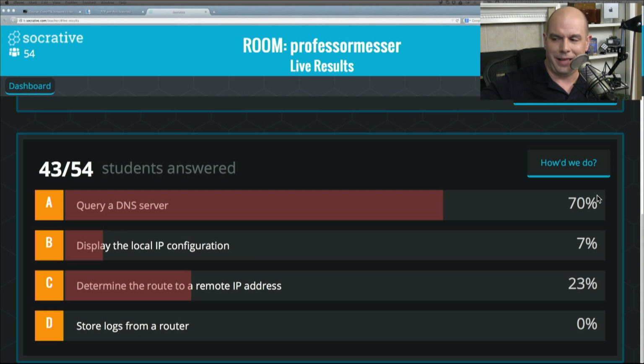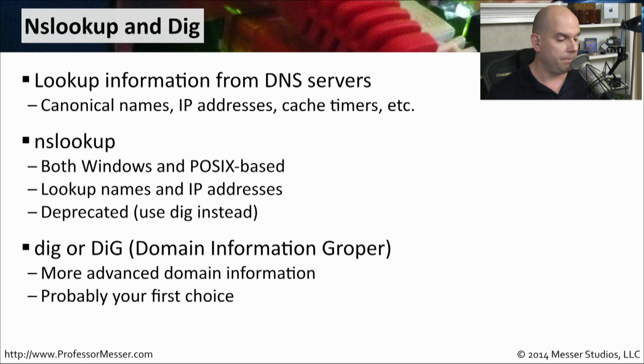Now, can you remember what other utility might be used to query a DNS server? What possibly could that be? It would be nslookup. nslookup is one great way to look this up. In fact, if you're in Windows, that is probably the tool that you will use, because dig is not included with Windows. You would have to go and download the Windows dig utility from, I believe, the Berkeley Internet Name Domain distribution, the BIND distribution. So that's one of those things.